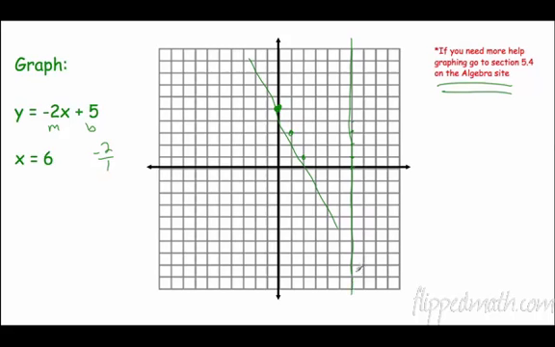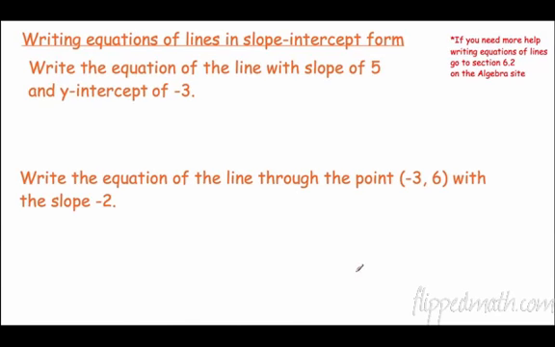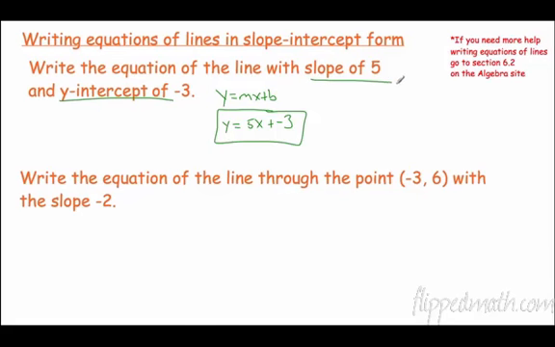Okay? That's graphing lines. And now in the same exact section, we're going to do the opposite. We're going to write the equations of the line. So remember, the form that you really need is y equals mx plus b. And again, I know this is quick, so if you need extra help, go to 6.2. So write the equation of the line with slope 5, so instead of m, I'm going to put 5. Instead of b, I'm going to put negative 3. Now that one's not so hard because it gives you the y-intercept and it gives you the slope.